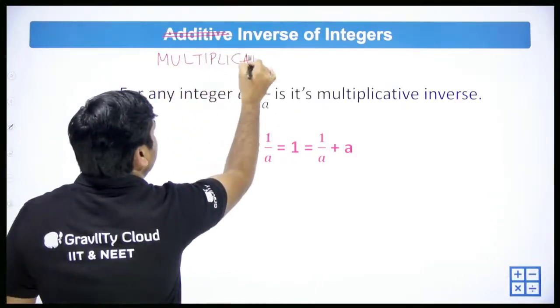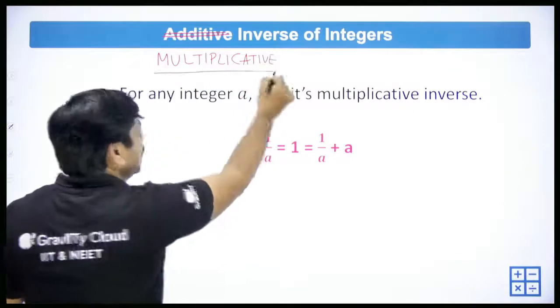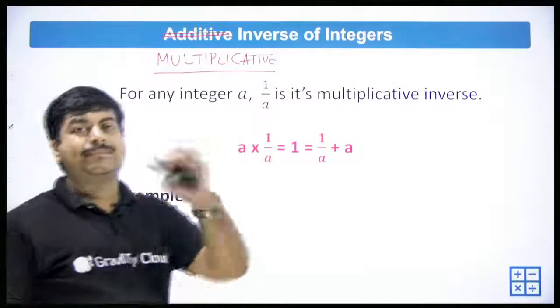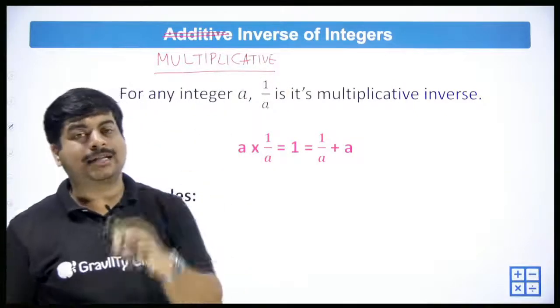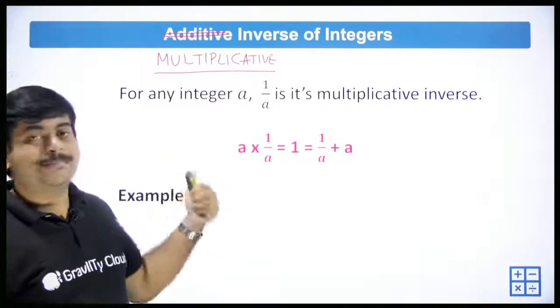This is a multiplicative inverse. That means we are multiplying. Additive inverse we have already discussed. For A it is minus A. Here it is for a multiplicative inverse.